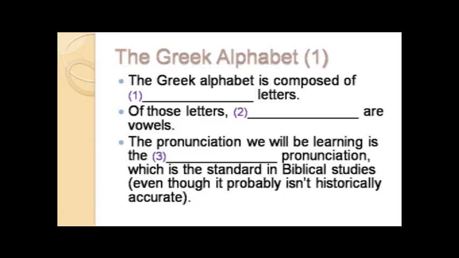Also, the pronunciation that we will be learning is called the Erasmian pronunciation. This is like Erasmus of Rotterdam type Erasmian, and this is the standard in biblical studies. Now, just because this is the standard and the one that you typically use, that doesn't necessarily mean it's the most accurate. Koine Greek is a dead language, and frankly nobody really knows exactly how it was pronounced. The one thing that people are pretty sure of, though, is that the Erasmian pronunciation is probably not correct. However, since it is the standard in biblical studies, and most seminaries and Bible colleges are going to use this, I've decided to go ahead with that pronunciation.